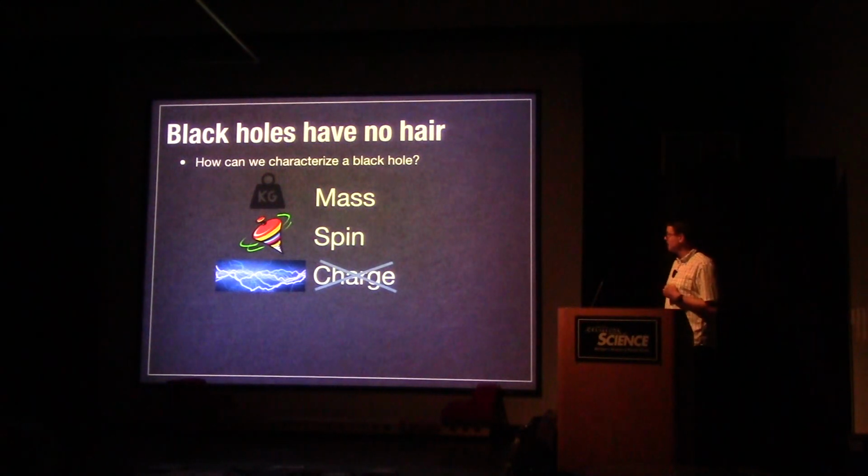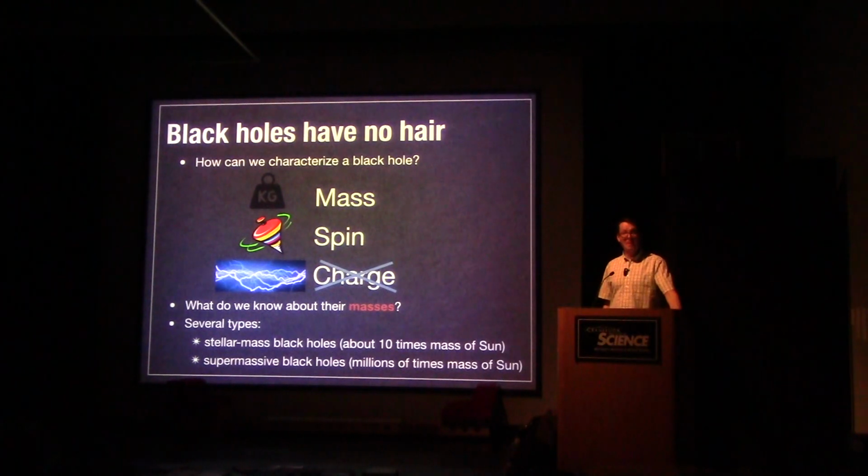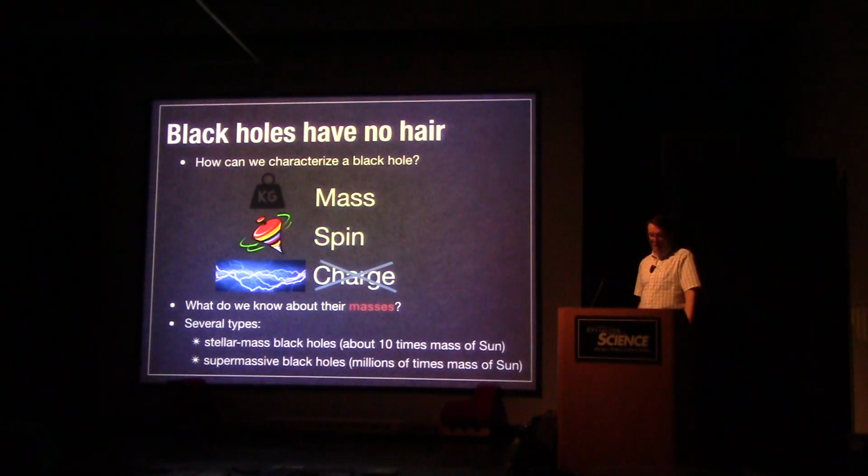So what do we know about their masses? Well, there are several types. There are stellar mass black holes, which are about 10 times the mass of the sun. I'll talk about how those are formed in a few minutes. And then there are supermassive black holes, which are millions to billions of times the mass of the sun, and they seem to reside at the center of every major galaxy in the universe.